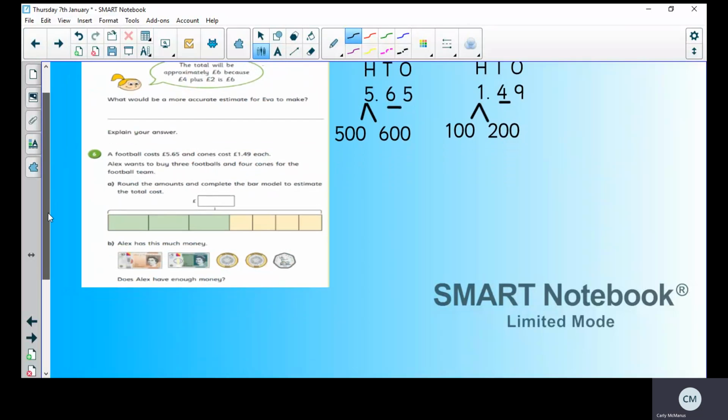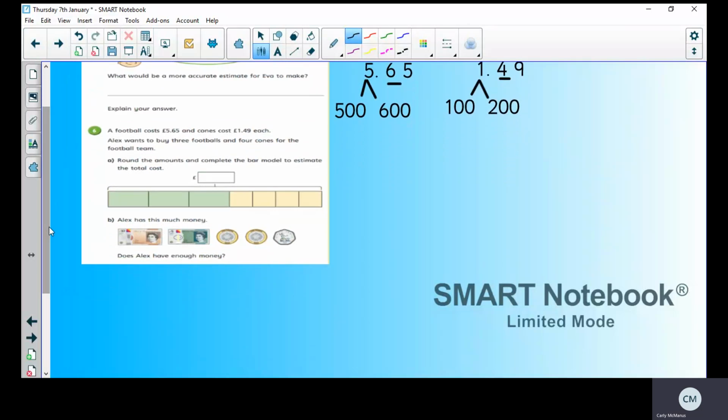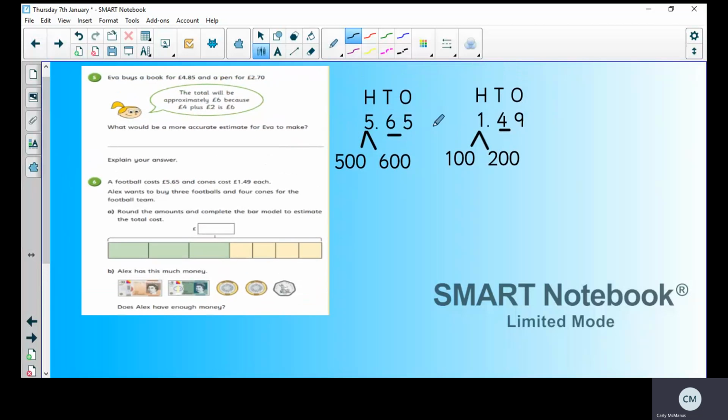Question 6 says a football costs, so one football costs £5.65 and cones cost £1.49 each. Alex wants to buy 3 footballs and 4 cones for the football team. Round the amounts and complete the bar model to estimate the total cost. So one football costs £5.65, so I'm just estimating, so I need to round this to the nearest pound. So am I going to round this to £5 or £6? And think about it. So you need to decide that. I've laid it out there for you.